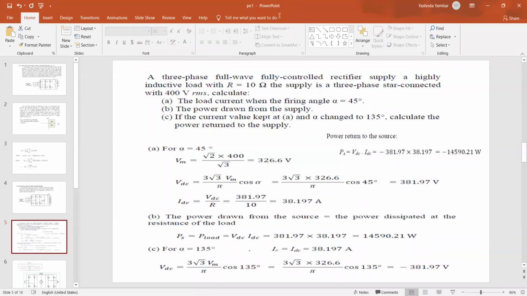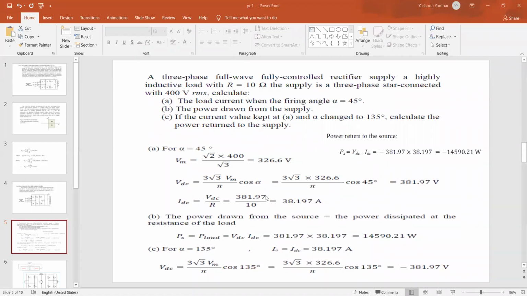Anyone? With 45 degrees firing angle, power transferred from source to load is maximum or minimum? Maximum. Can put in the chat box also. Okay, let us wait. So with less firing angle, maximum power is transferred from source to load. So we say we are going to achieve the, yes, let me check for the answer. Maximum, very good. Prasanna, congrats, good answer.